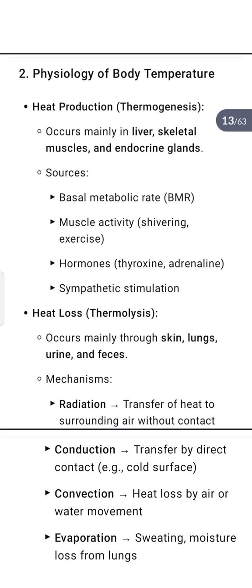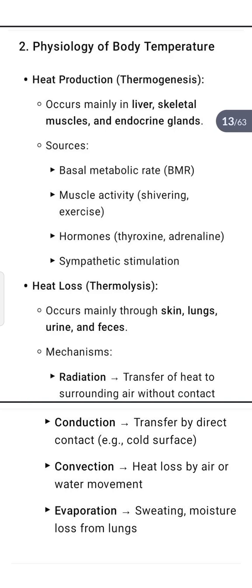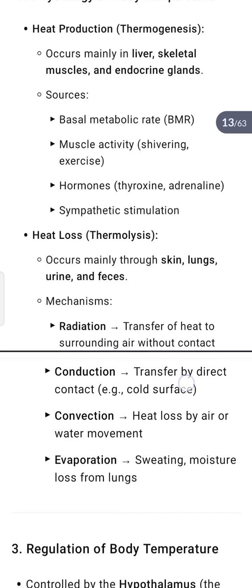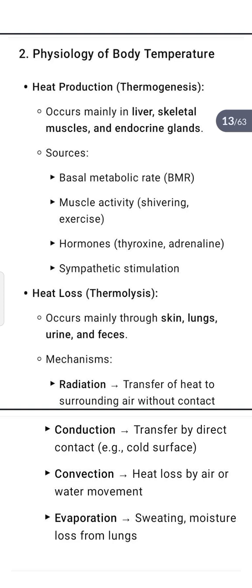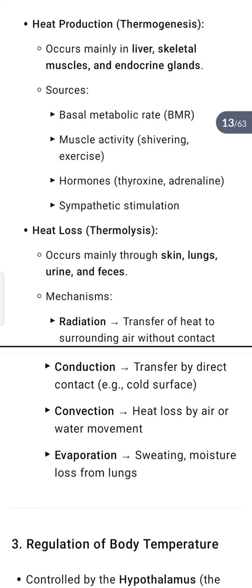So heat production, there's thermogenesis, occur mainly in liver, skeletal muscles and endocrine glands. What is the sources of heat production? Basal metabolic rate से heat produce होती है, muscle activity से, shivering से. जैसे BMR जब increase होता है तो heat production होता है. Hormones like thyroxine, adrenaline, sympathetic stimulation से.